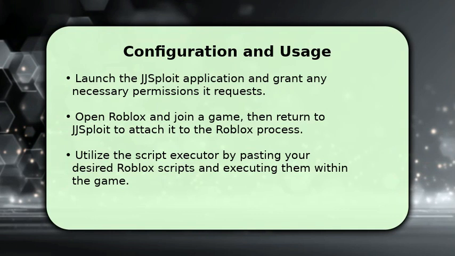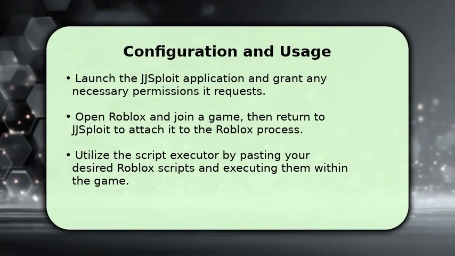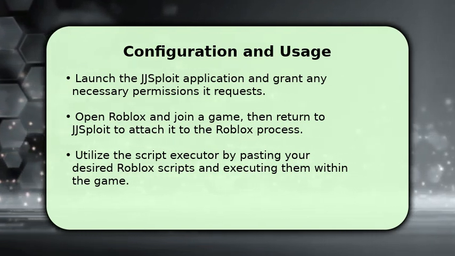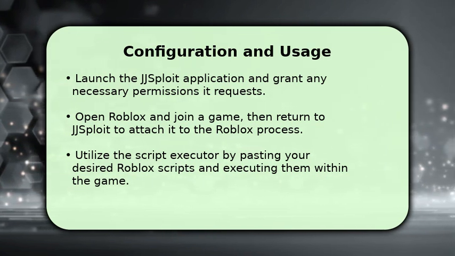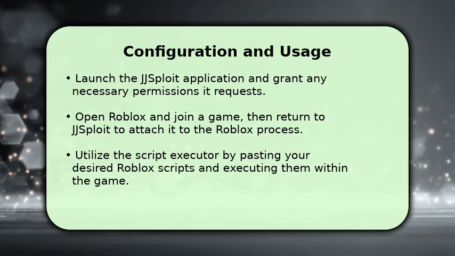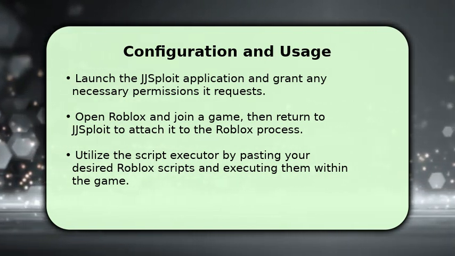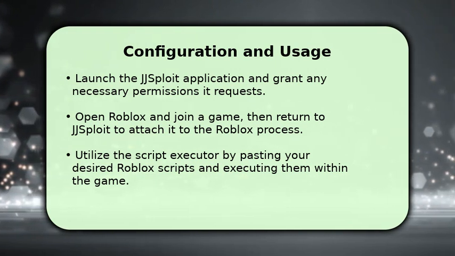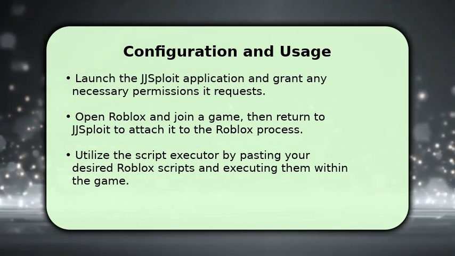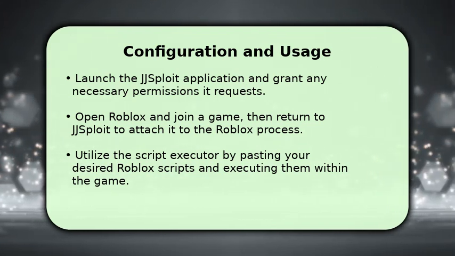After installation, launch Jjsploit and grant any permissions it requests, such as storage access. Then, open the Roblox application and join any game. Switch back to Jjsploit and you should see an option to attach it to the running Roblox process. Once attached, you can access the script executor. Simply paste your desired Roblox scripts into the provided text area and tap the execute button to activate them within your game. Experiment with various scripts to enhance your gameplay.